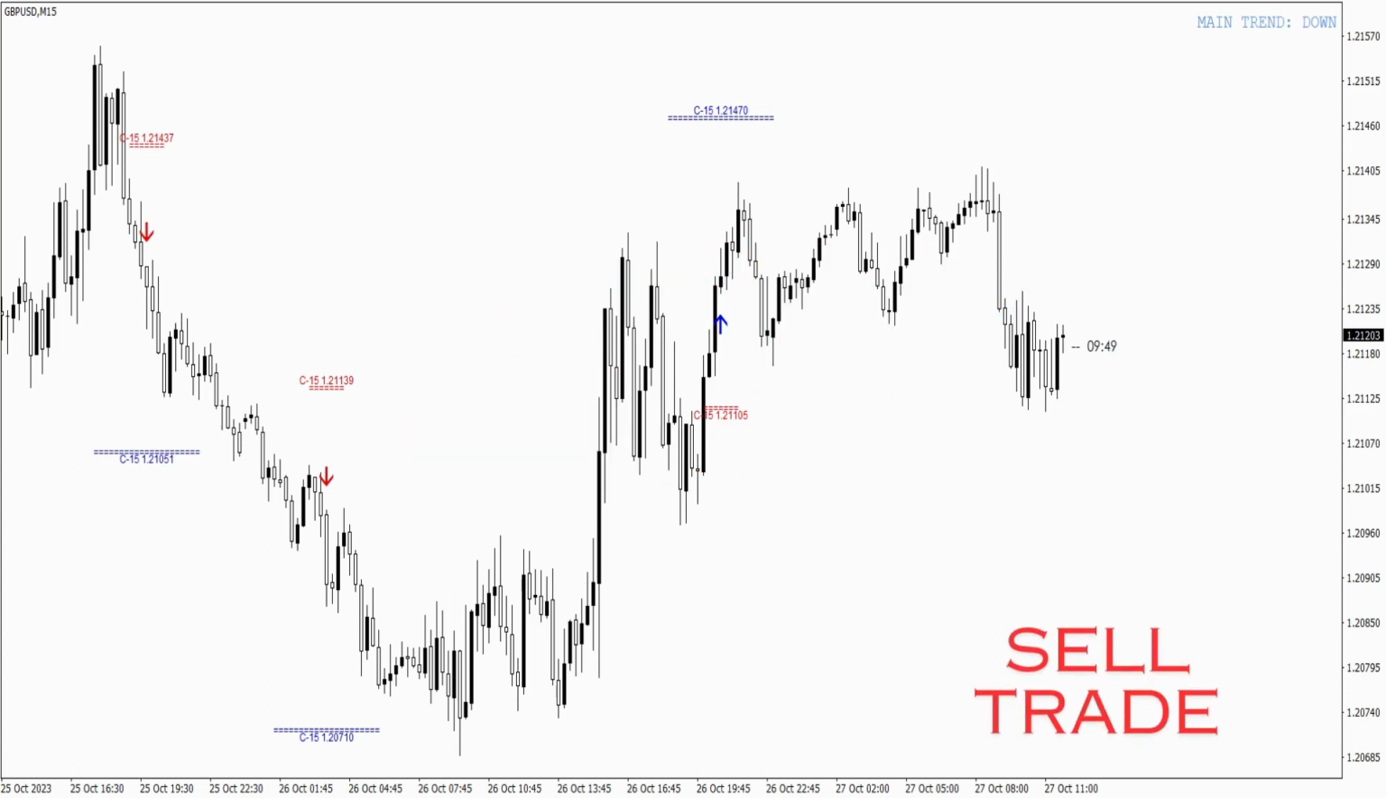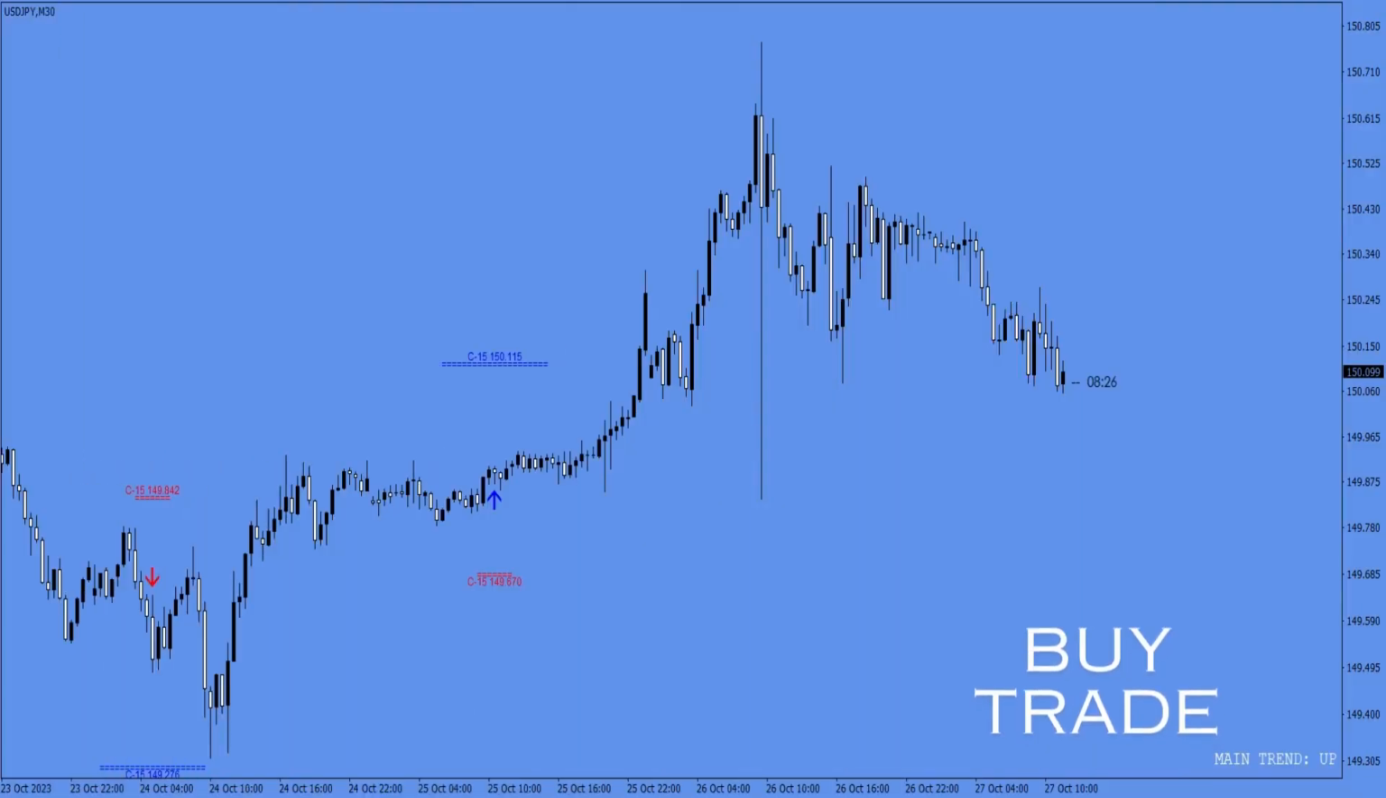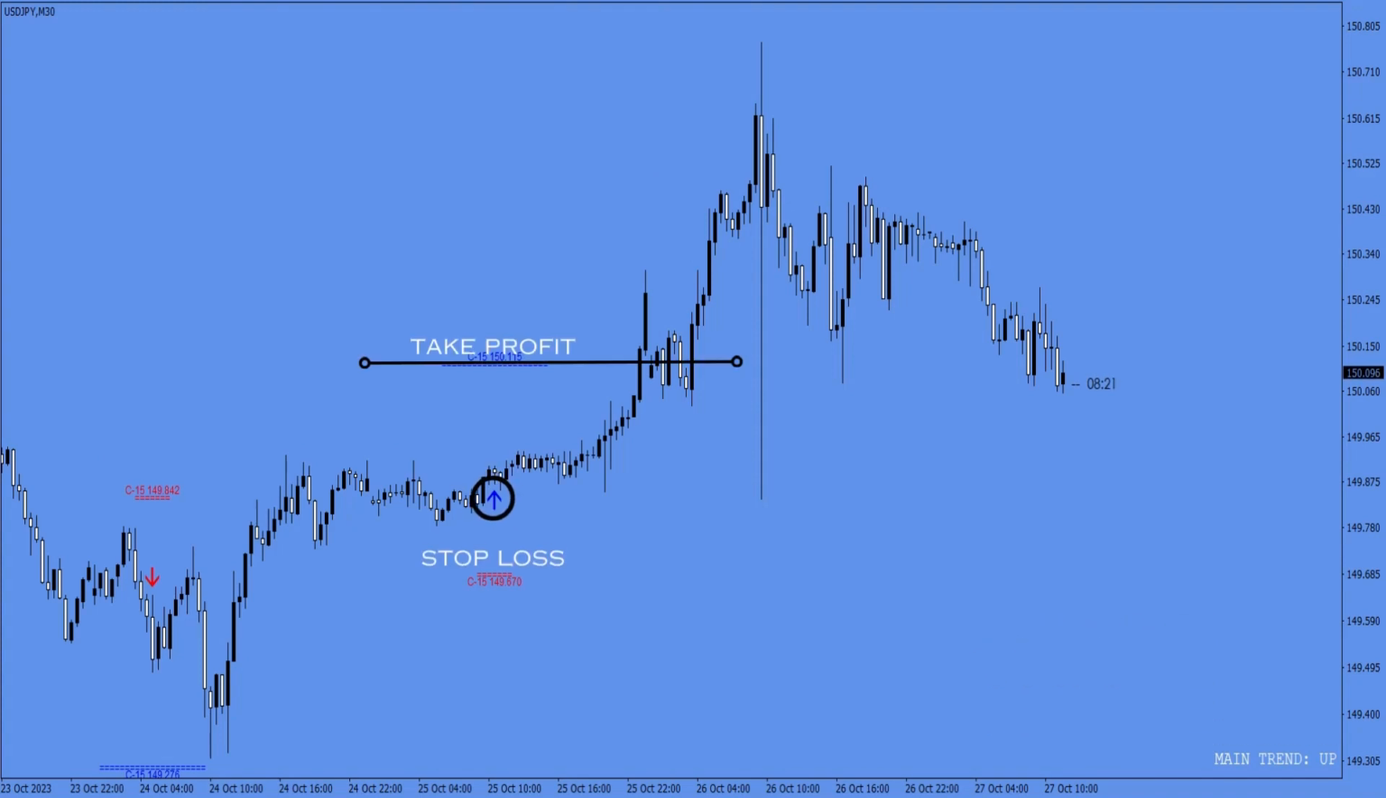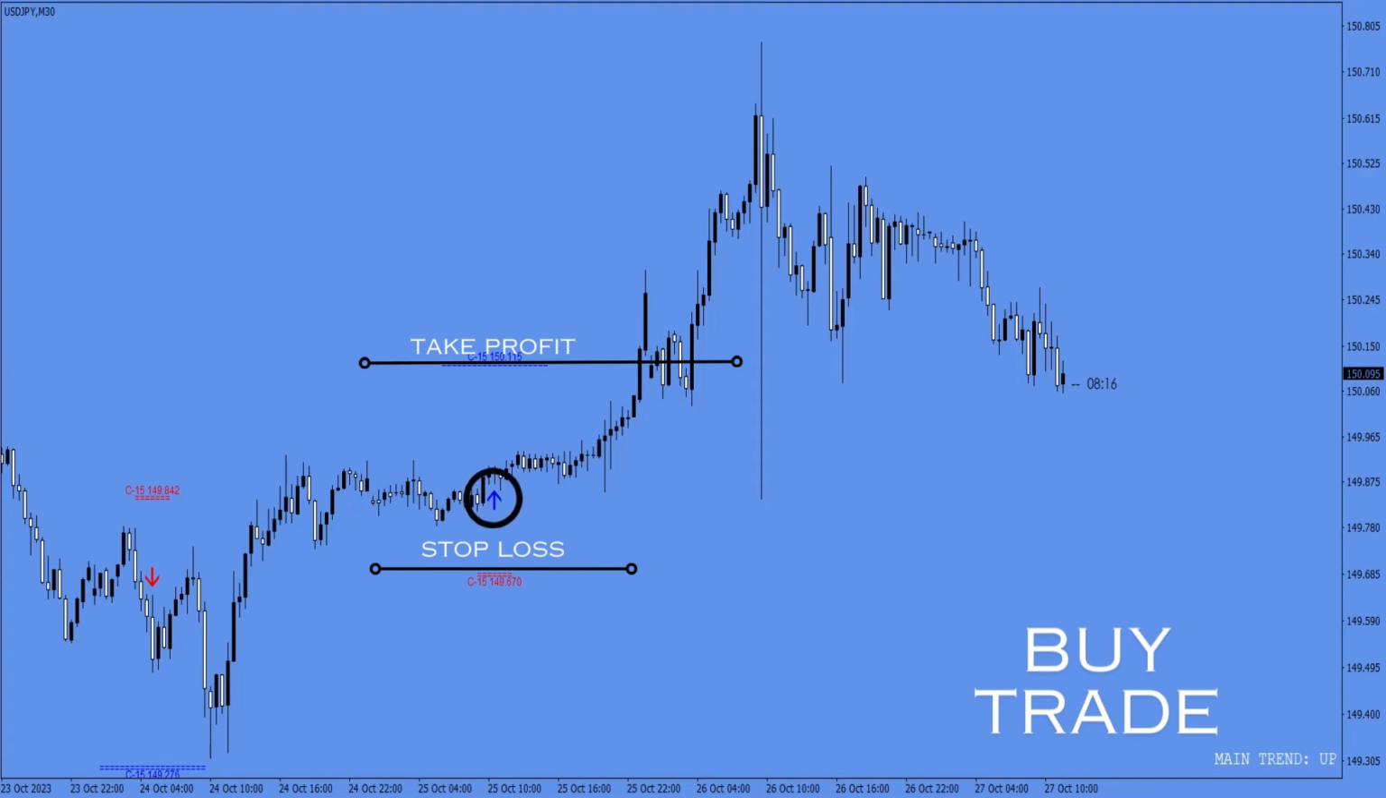When the background color of the indicator is white, only consider taking sell trades. When the background color is blue, exclusively look for buy trade opportunities. Set your stop-loss and take-profit levels at the values suggested by the indicator.